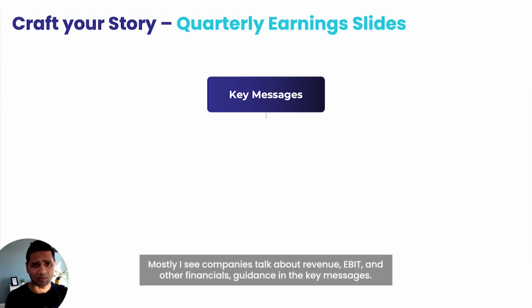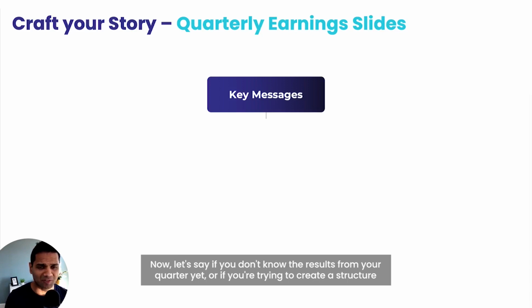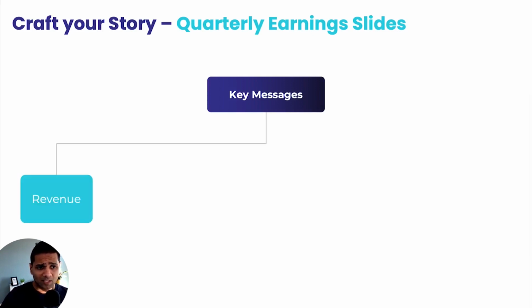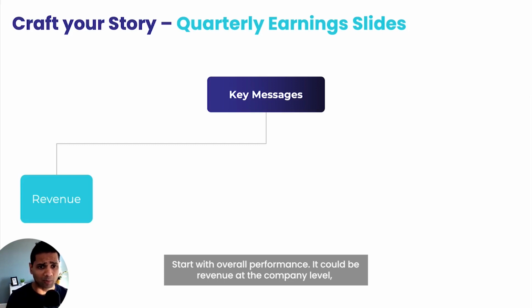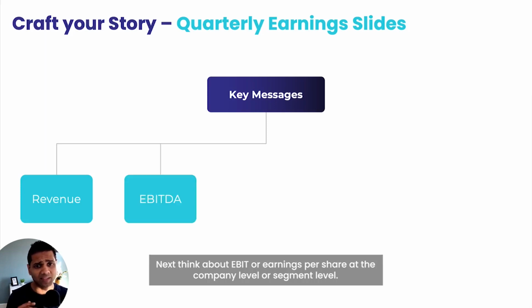Mostly I see companies talk about revenue, EBIT, other financials, guidance in the key messages. Now, let's say if you don't know the results from your quarter yet, or if you're trying to create a structure for your earnings deck, which can stay quite consistent from quarter to quarter, think about it this way. Start with overall performance. It could be revenue at the company level, or you might get into revenue numbers at the segment level. Next, think about EBIT or earnings per share at the company level or segment level.